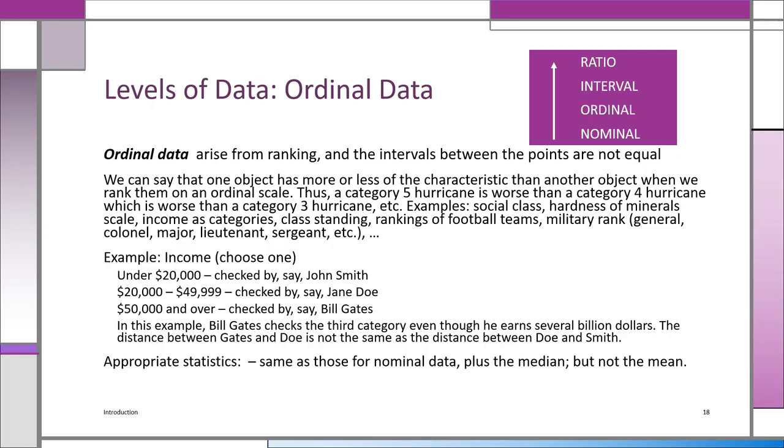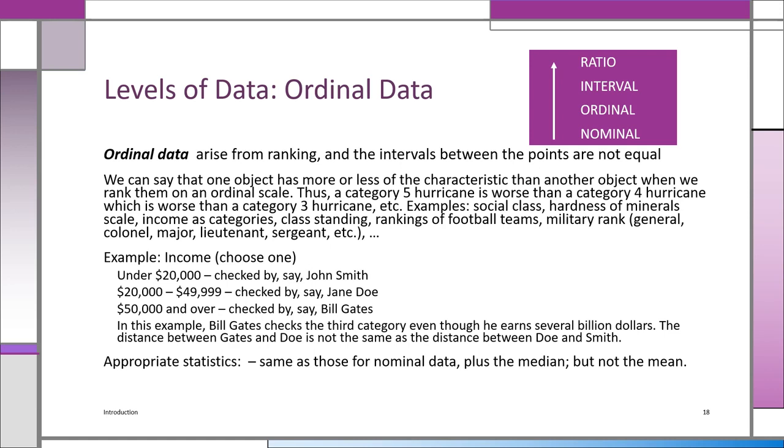Now, what do we mean by unequal intervals? Look at the example. We have three people who checked these boxes for income. John Smith is earning under 20,000. Jane Doe checked the box for 20 to 49,999. And Bill Gates checked the third box. He's making more than 50,000. Again, the intervals are not equal. Jane Doe may be making, let's say, $3,000 more than John Smith, but Bill Gates makes 50 billion more than Jane Doe. The intervals are clearly not equal.